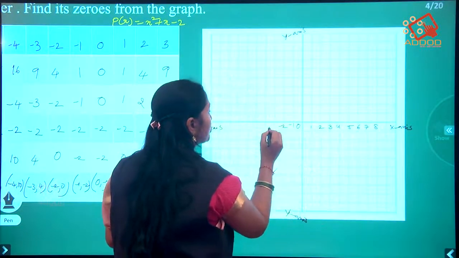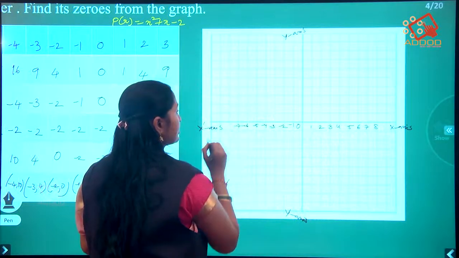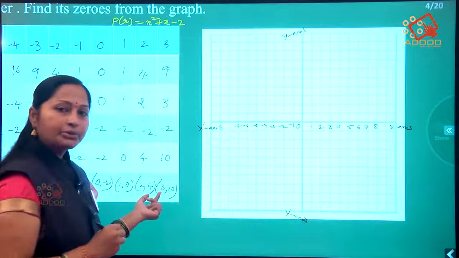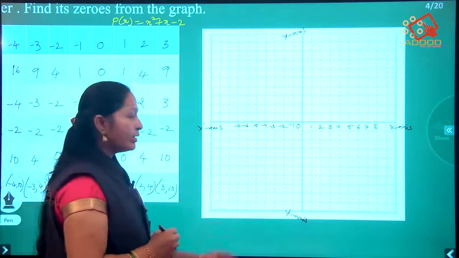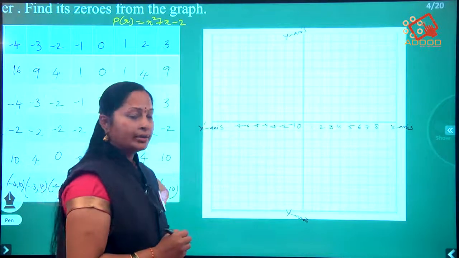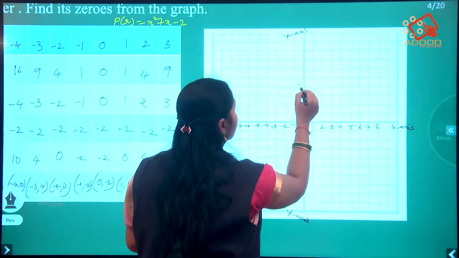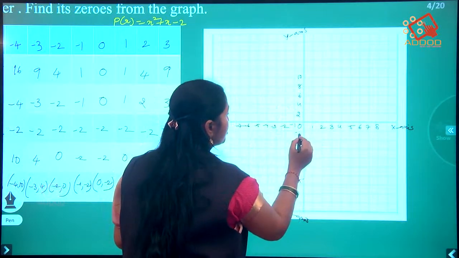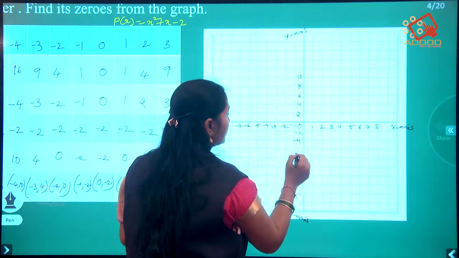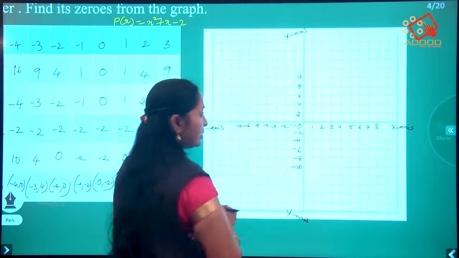Minus 1, minus 2, like this is the negative x-axis. But carefully we have to take the y-axis because till 10 units are there. So I am taking 1 unit as 2 centimeters. So 2, 4, 6, 8, 10. Here minus 2, minus 4, minus 6, minus 8 and minus 10.